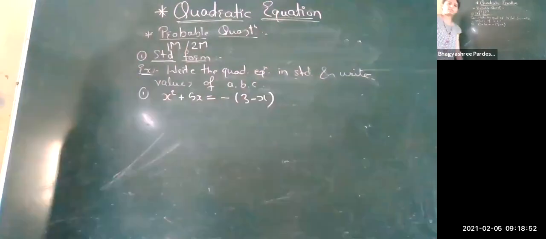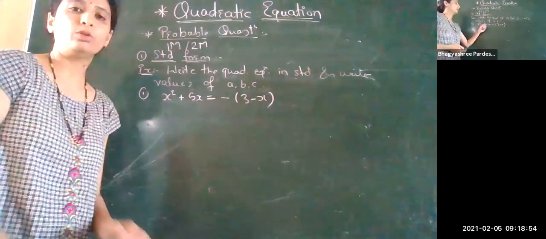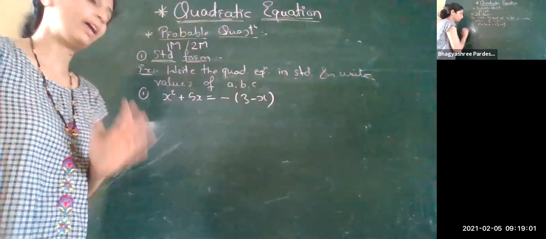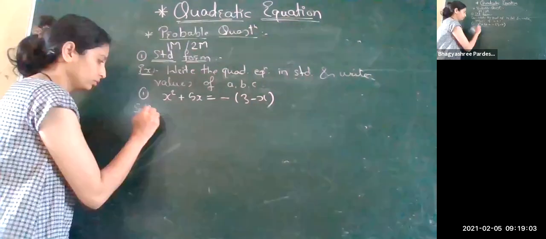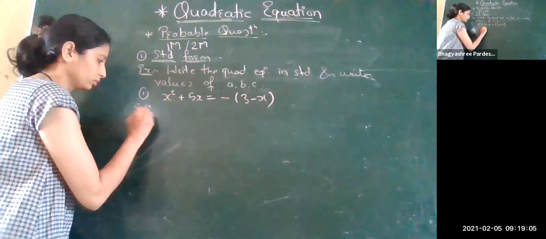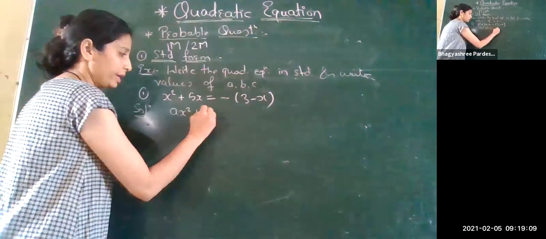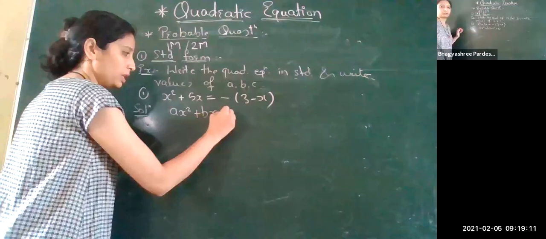Now we are given this equation here. So what we have to do? Firstly, we have to write this in the standard form. So you know very well what is the standard form. Standard form is ax square plus bx plus c is equals to 0. So this is our standard form.